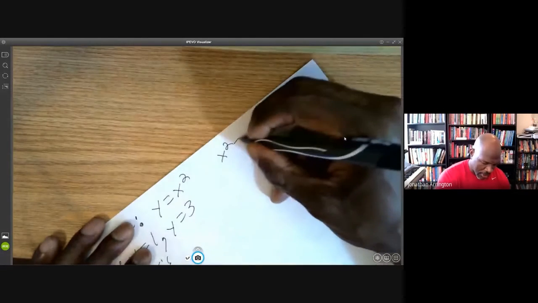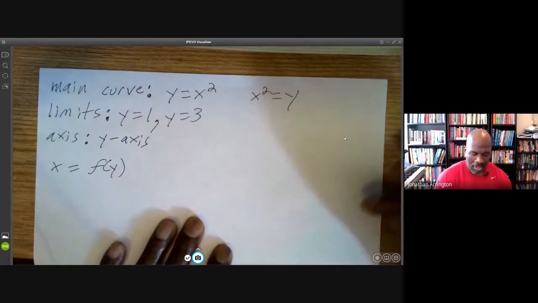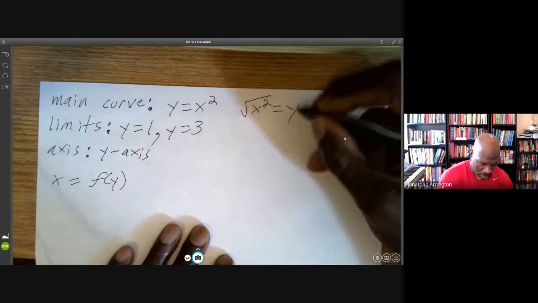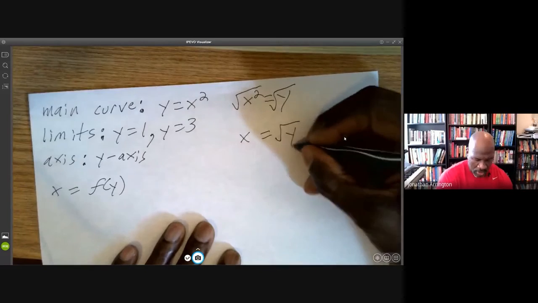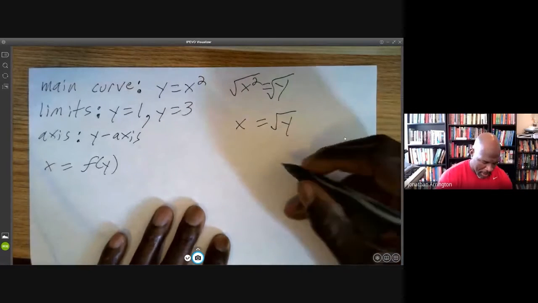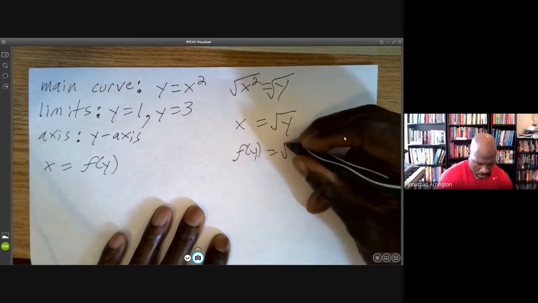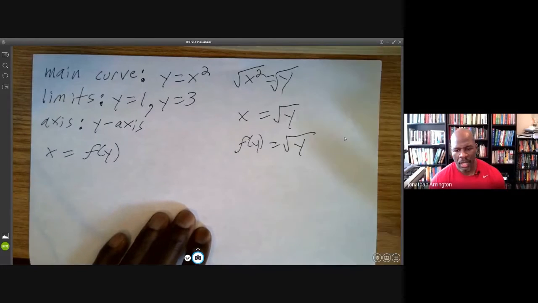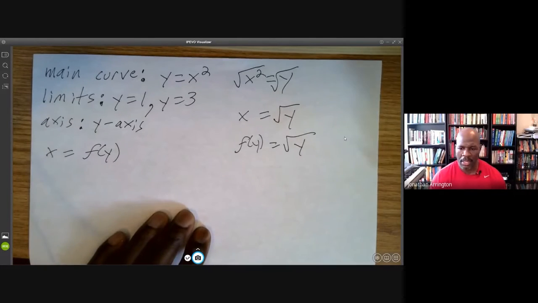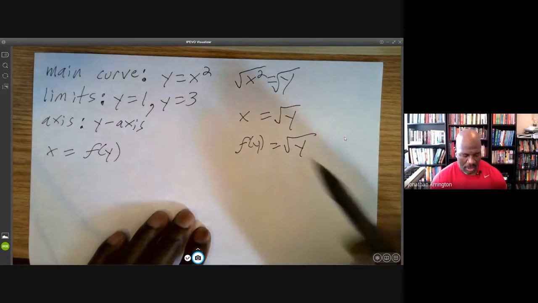So we'll have x squared equals y. And again, all I want to do is solve for x. So we'll take the square root of both sides, where x would be the square root of y, and that's our f of y. So f of y equals the square root of y. And so once we got that, you know the formula. The volume is going to be pi times the integral from a to b of f of y squared dy, and our a to b is 1 and 3, and here's our f of y.